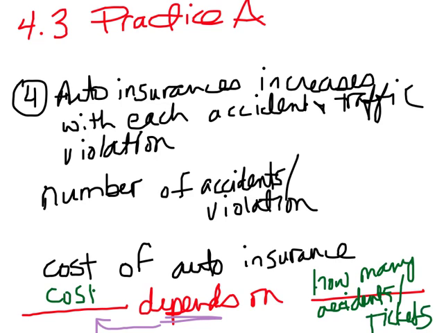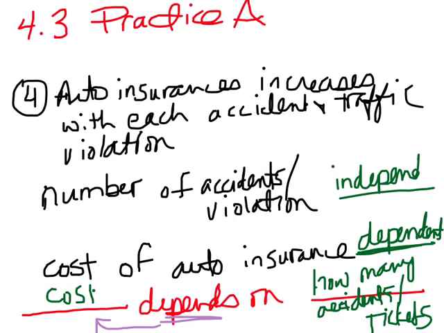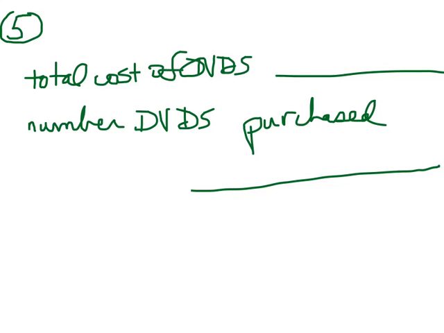So therefore, which is my dependent variable? The cost. So beside cost, we're going to write dependent because it depends on how many tickets and accidents I get into. If I don't get into any accidents and I don't get any tickets, my insurance theoretically wouldn't go up. So since cost depends on the other, that means that this other one is my independent variable. It's almost easier to identify the dependent variable and then know that the other one's the independent. If I want to think about this, I want to think blank depends on blank.